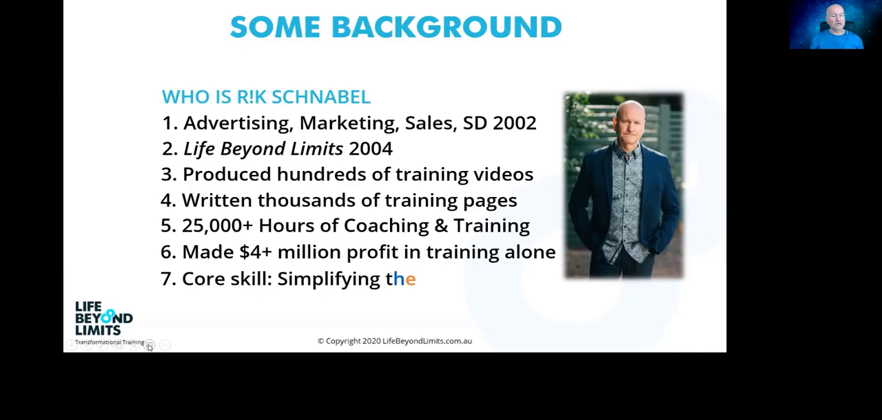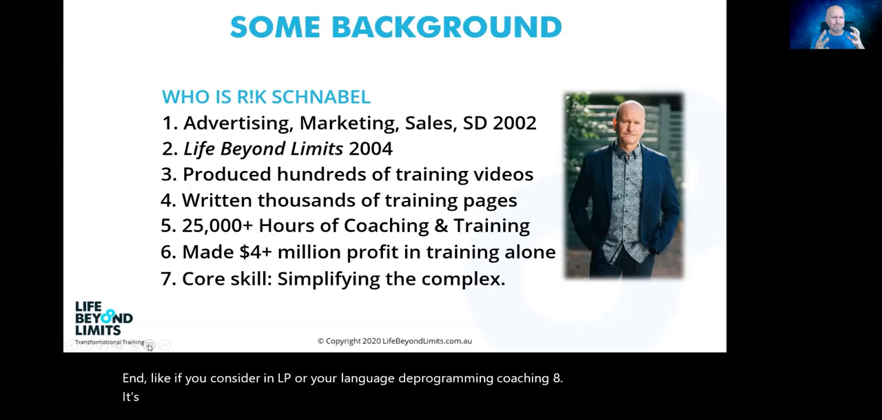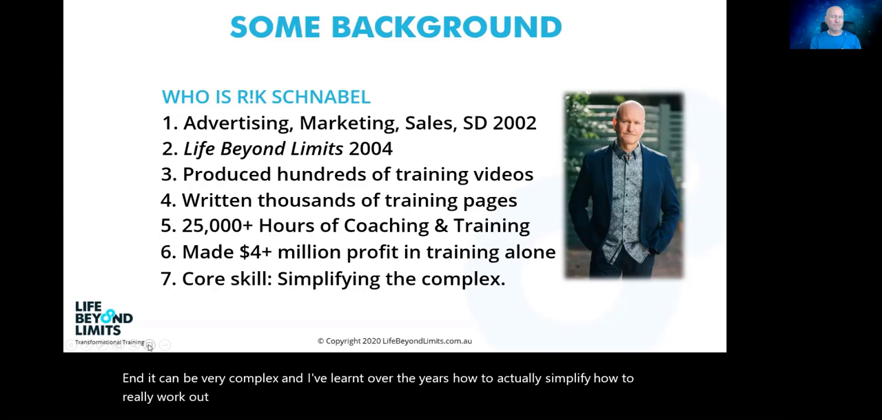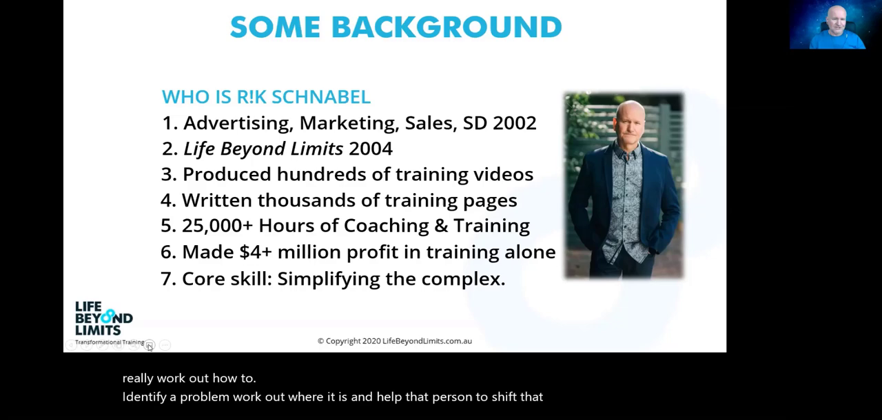So the core skill that I believe that I have is essentially, I believe that I'm really about simplifying the complex. And if you consider NLP or neuro-linguistic programming coaching, it's essentially psychology, and it can be very complex. And I've learned over the years how to actually simplify, how to really work out how to identify a problem, work out where it is, and help that person to shift that particular problem. So that's really my core skill, and it goes very, very well for creating teaching componentry like courses.